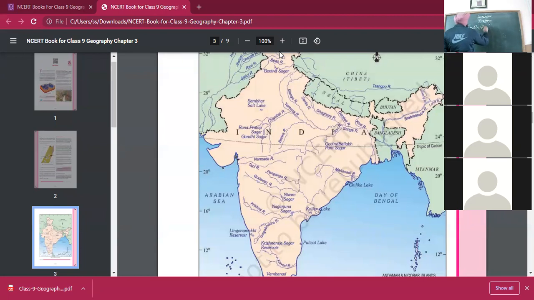First, trellis or rectangular pattern. It resembles a rectangular pattern in which the mainstream, meaning a river, is joined by a number of tributaries almost at right angles. This is known as the trellis pattern. In the trellis pattern, the gaps are the hard rocks which are not eroded by the river and its tributaries in its course.